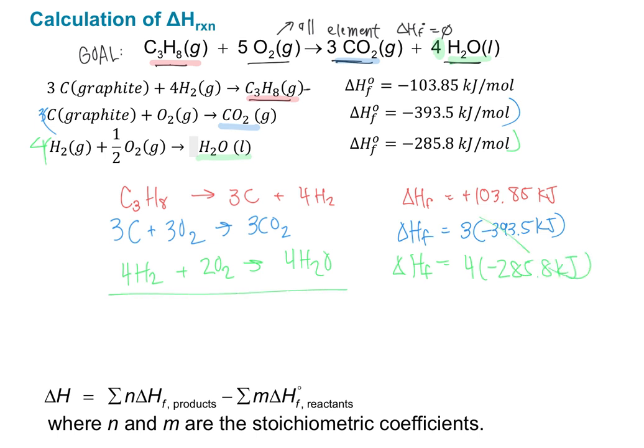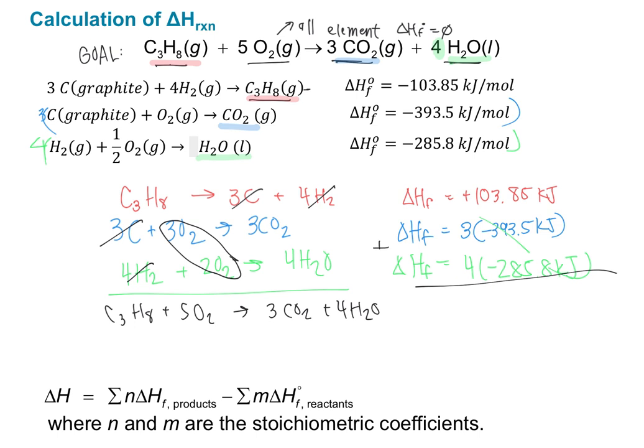Let's add up our reaction. Let's see what cancels out. We have 3 carbons and 3 carbons, 4 hydrogens and 4 hydrogens. We have 5 oxygens here, that's good. And then we have everybody else. So we have C3H8 plus 5 oxygens going to 3 carbon dioxides plus 4 waters. So now we know we added the reactions. We're going to add all of these delta H values, and when we do that, we get our value equal to negative 2200 for the delta H of this reaction. But that was a lot of work.